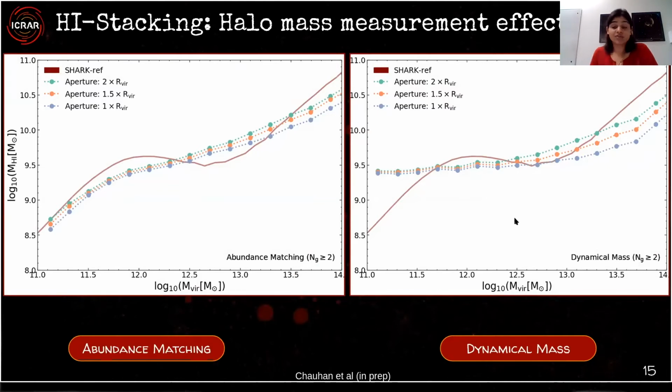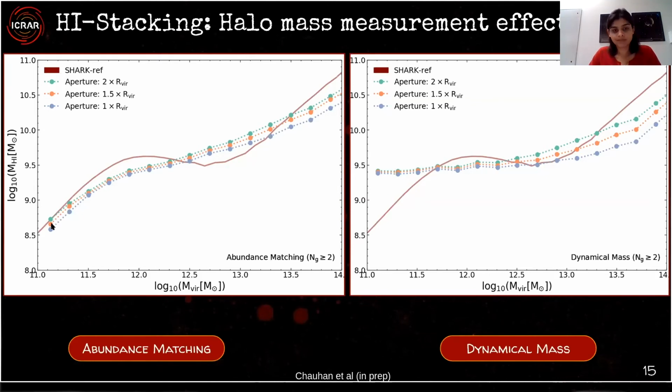And we again track down the centrals to the simulations, and then we use the virial radius that's based on the mass as estimated by abundance matching and dynamical mass, and try to see what the H1 mass comes up to next. And it becomes very clear that switching from the intrinsic virial masses to the abundance matched and dynamical mass estimates washes away the intrinsic shape of the H1-HM relation that we find over here.